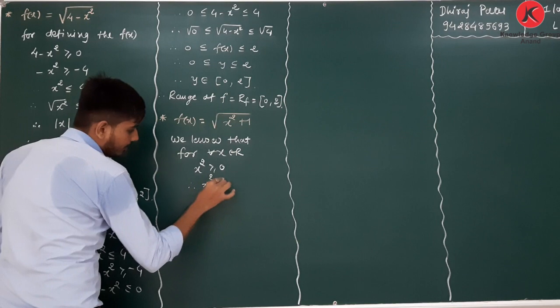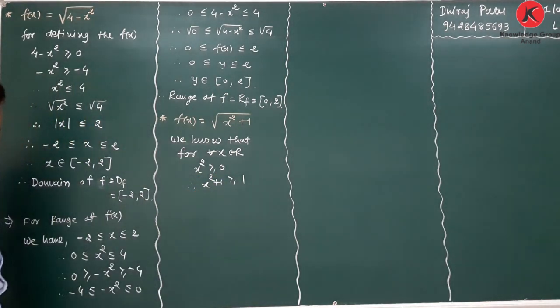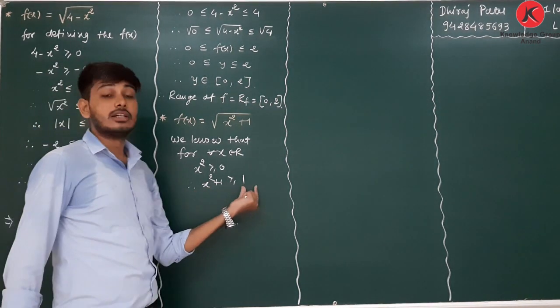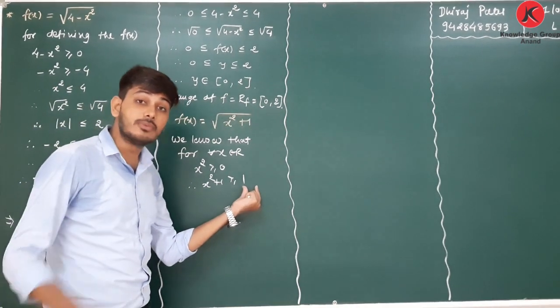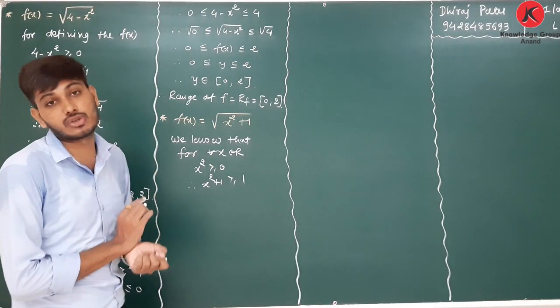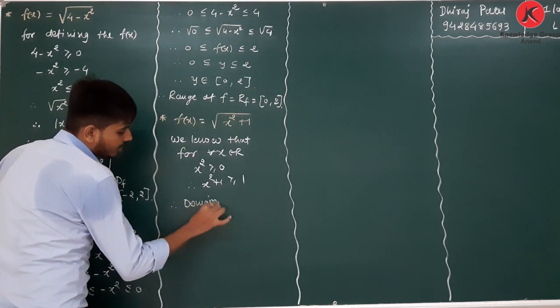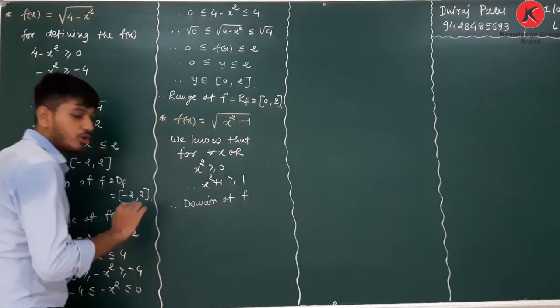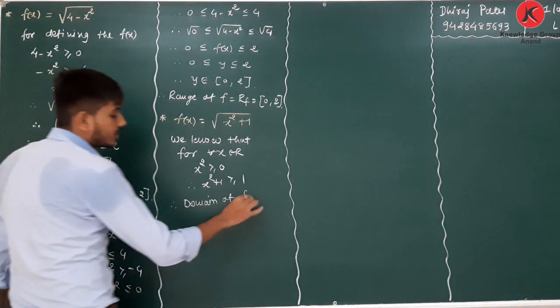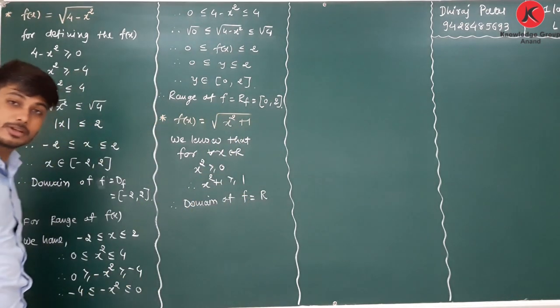Therefore x square plus 1 is always greater than or equal to 1. Add 1 on both sides. Therefore x square plus 1 is a positive term for every real number, or for every x belongs to R. Therefore the domain of f, so what will our domain be? The domain is equal to R. You can take any value.